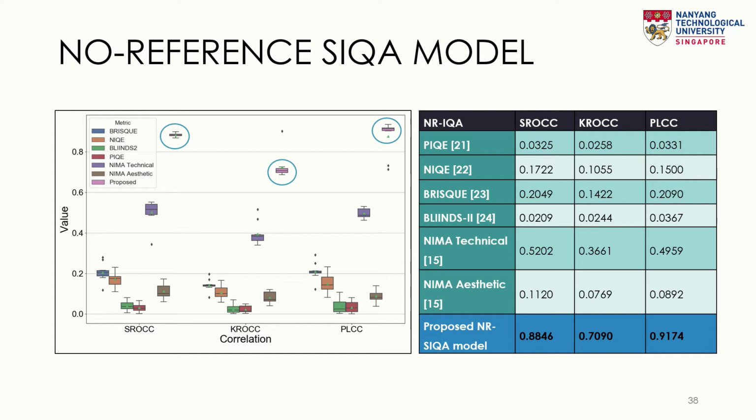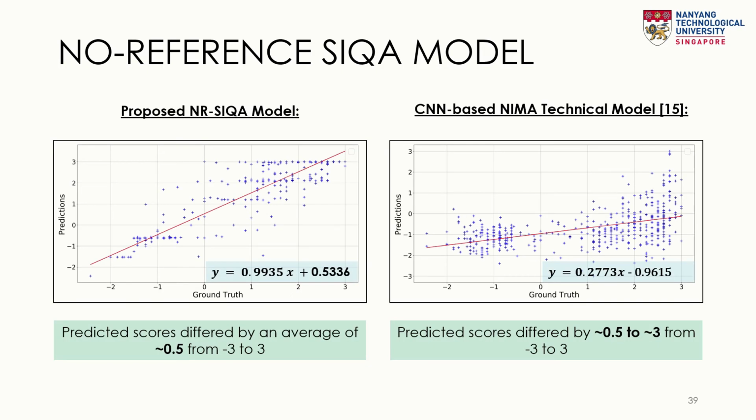The traditional NR-IQA metrics performed very badly, with close to no correlation between predicted and ground truth. Likewise, the proposed NR-SIQA model was able to predict relatively well, with only an average of 0.5 difference in predicted scores from -3 to 3.